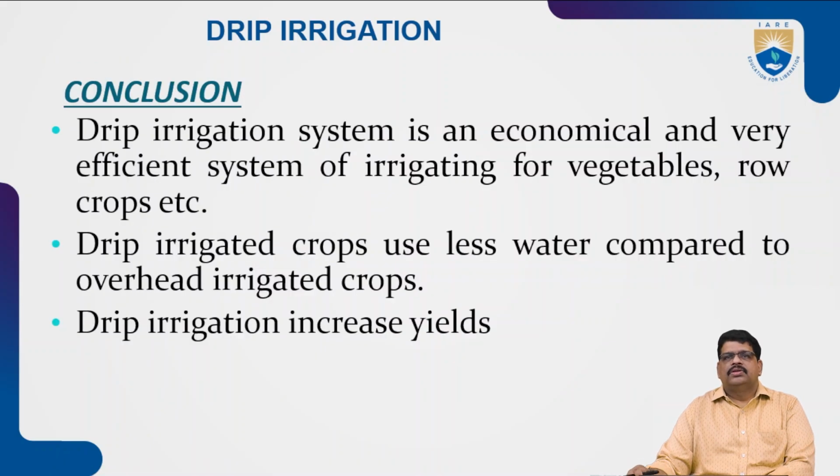Next, there is some conclusion. Drip irrigation system is economical and efficient for vegetable and row crops, it uses less water compared to other irrigation systems, and it also increases the yield.